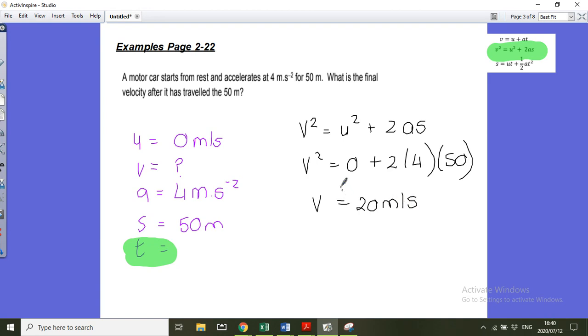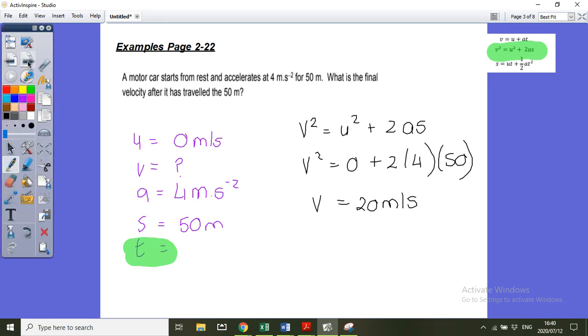Now, if the question said that the motor car is going east, just remember that then you would have to say east here. If the question gives you a direction, then you give a direction back because velocity is still a vector. There we go. That's the first example done.